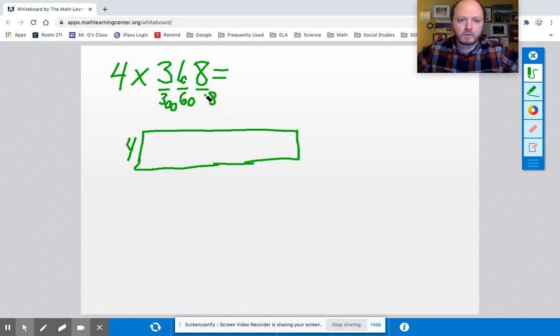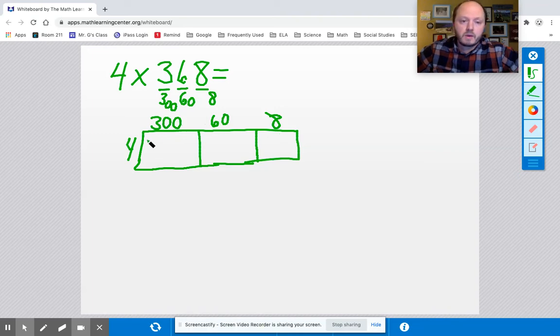So if we broke apart 368 into the place values, then we could say, all right, 4 times 300, 4 times 60, and 4 times 8, right? Now, you may notice that the boxes look like the same size. It really doesn't matter the size of the boxes, but it's more about giving them their own place.